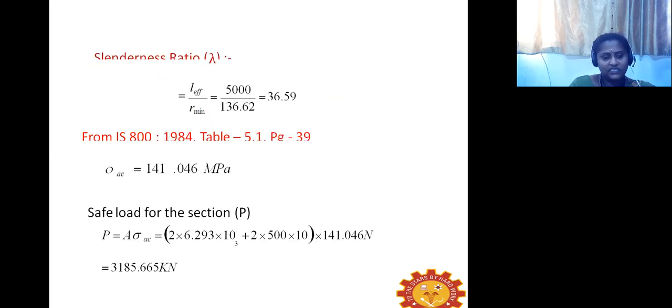And this is the slenderness ratio. Straight away you can arrive at the value of slenderness ratio. So slenderness ratio is known. For that slenderness ratio, you have to take the value of stress from the code book, that is IS 800 1984 or 2007, whichever is recent, that can be followed. Referring to table 5.1, page 39, you could take the value of stress straight away from the code book.